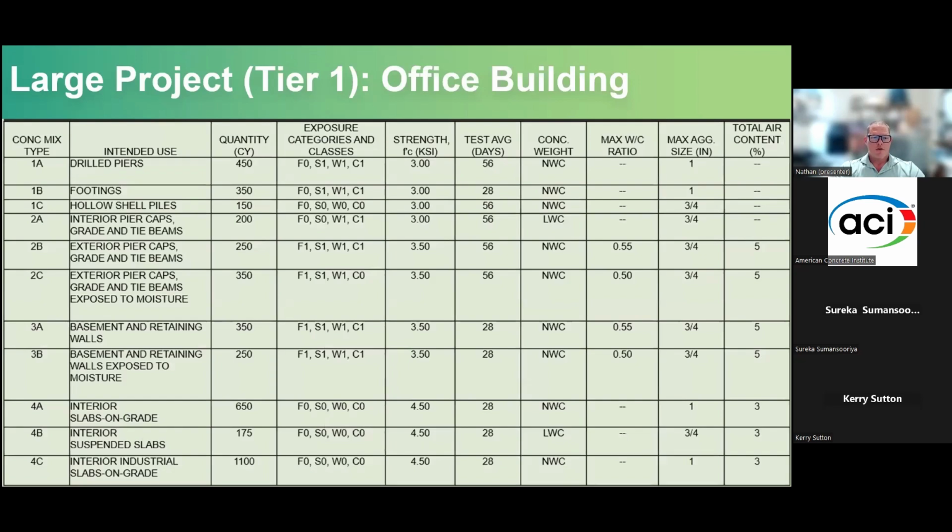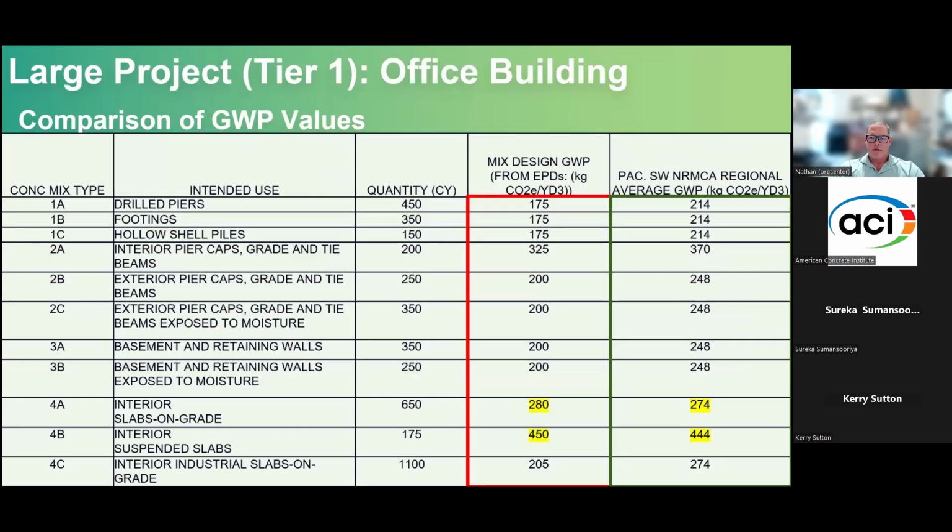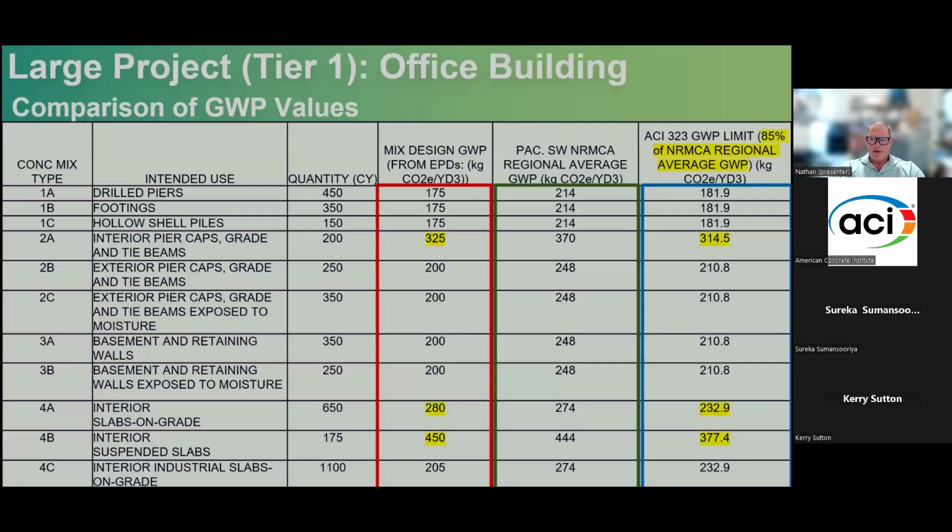We're going to get information from our designer, all of our concrete mixes, our uses, our volumes, our exposure categories, strengths, et cetera, et cetera. To this, we're going to add information from our ready mix producer in the red box here, right? Based on environmental product declarations. Now, in the green box, I'm adding the benchmark values from NRMCA regional average report. And then to that, I'm adding another column that has 85% of those values as called for in ACI 323 when we're using the default values.